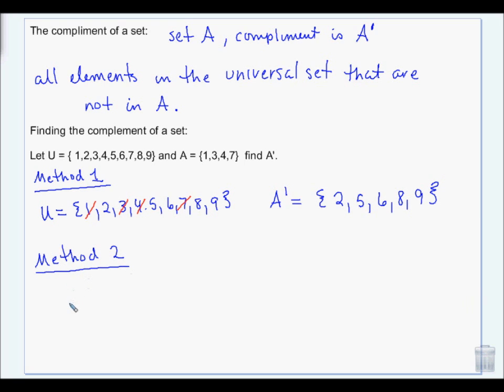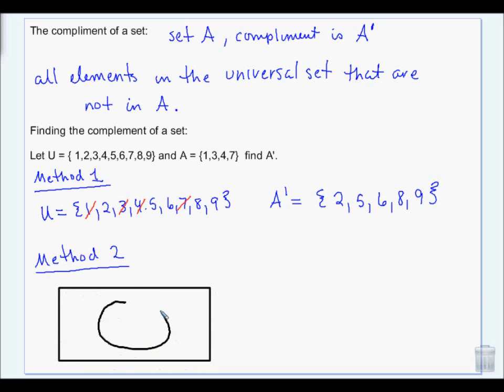Or I can make a Venn diagram. Okay, this will be U, this will be A. And I can start, okay, 1, 2, 3, 4, 5, 6, 7, 8, and 9. And then A prime is everything that's not in the circle.